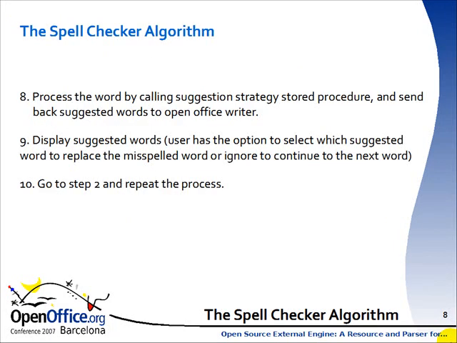Continuing, in step 8, process the word by calling suggestion strategy stored procedure and send back suggested words to OpenOffice Writer. In step 9, display suggested words. User has the option to select which suggested word to replace the misspelled word or ignore to continue the next word. If not end of the document, go to step 2 and repeat the process.